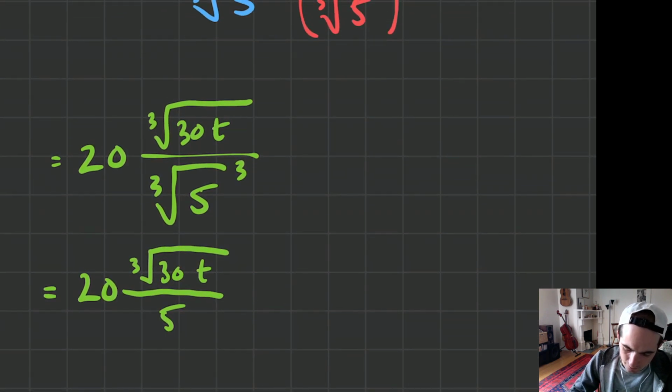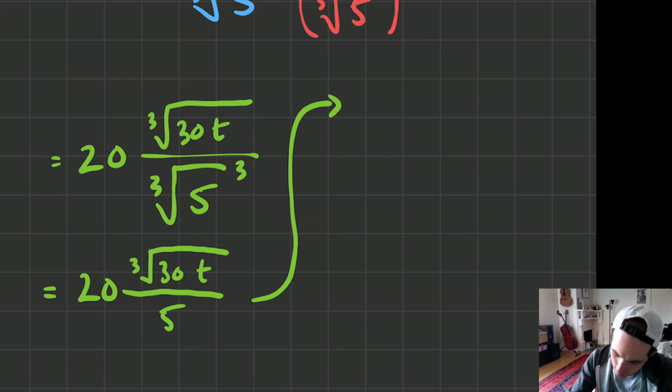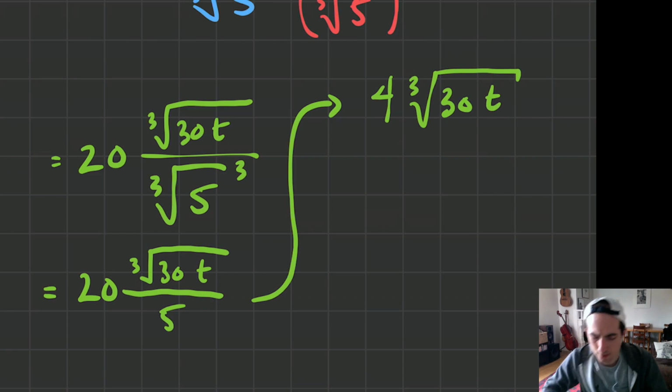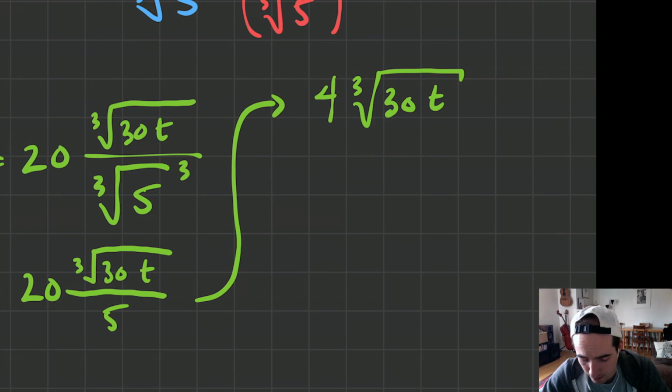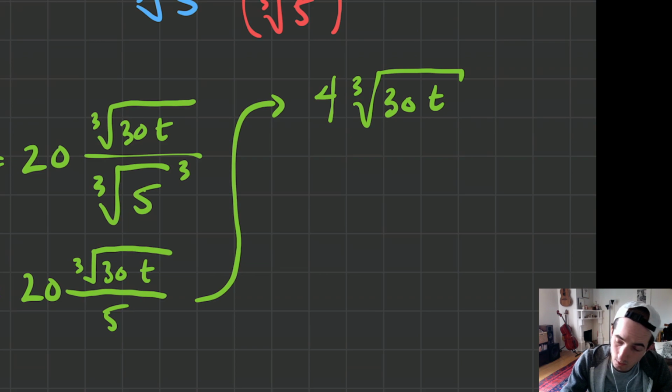And we can keep simplifying this. I'm just going to bring this back up. So this is equal to, well, 20 over 5 is just 4, right? 20 divided by 5 is 4. So this is equal to 4 times the cube root of 30t. And let me think. Are there any perfect cubes that are a factor of 30? I don't think so, but it's worth checking.